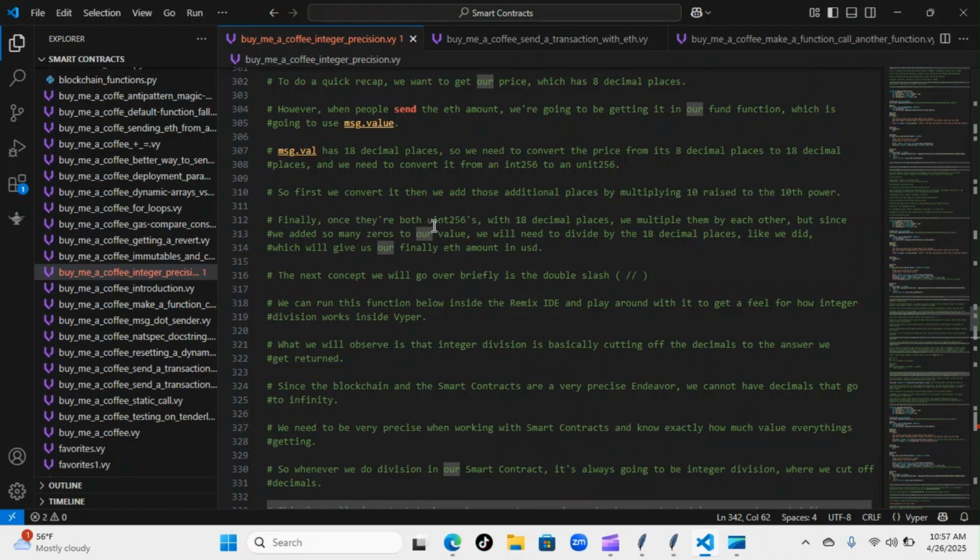Finally, once they're both unsigned integers, 18 places, we multiply them by each other. But since we added so many zeros to our value, we need to divide by the 18 decimal places like we did, which will give us our final ETH amount in USD.